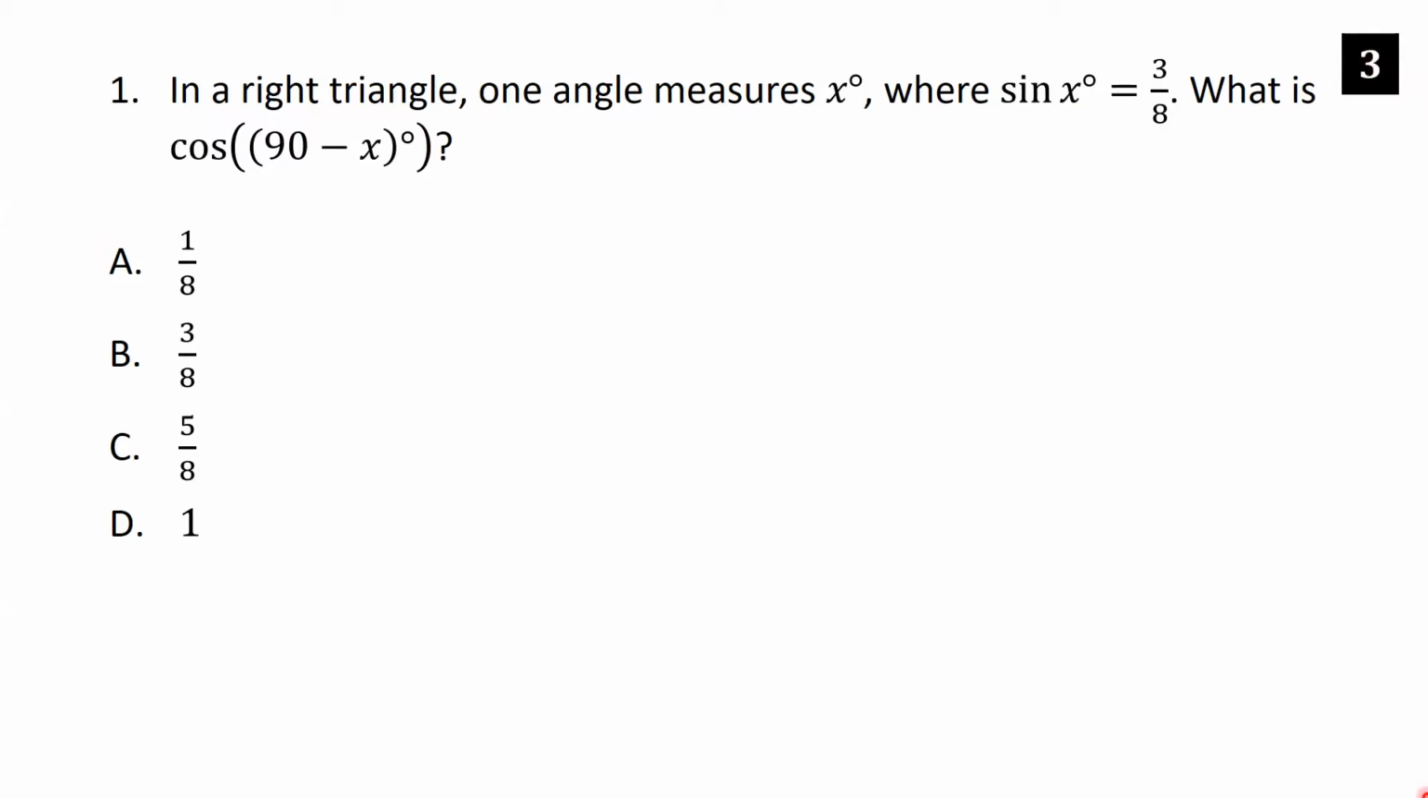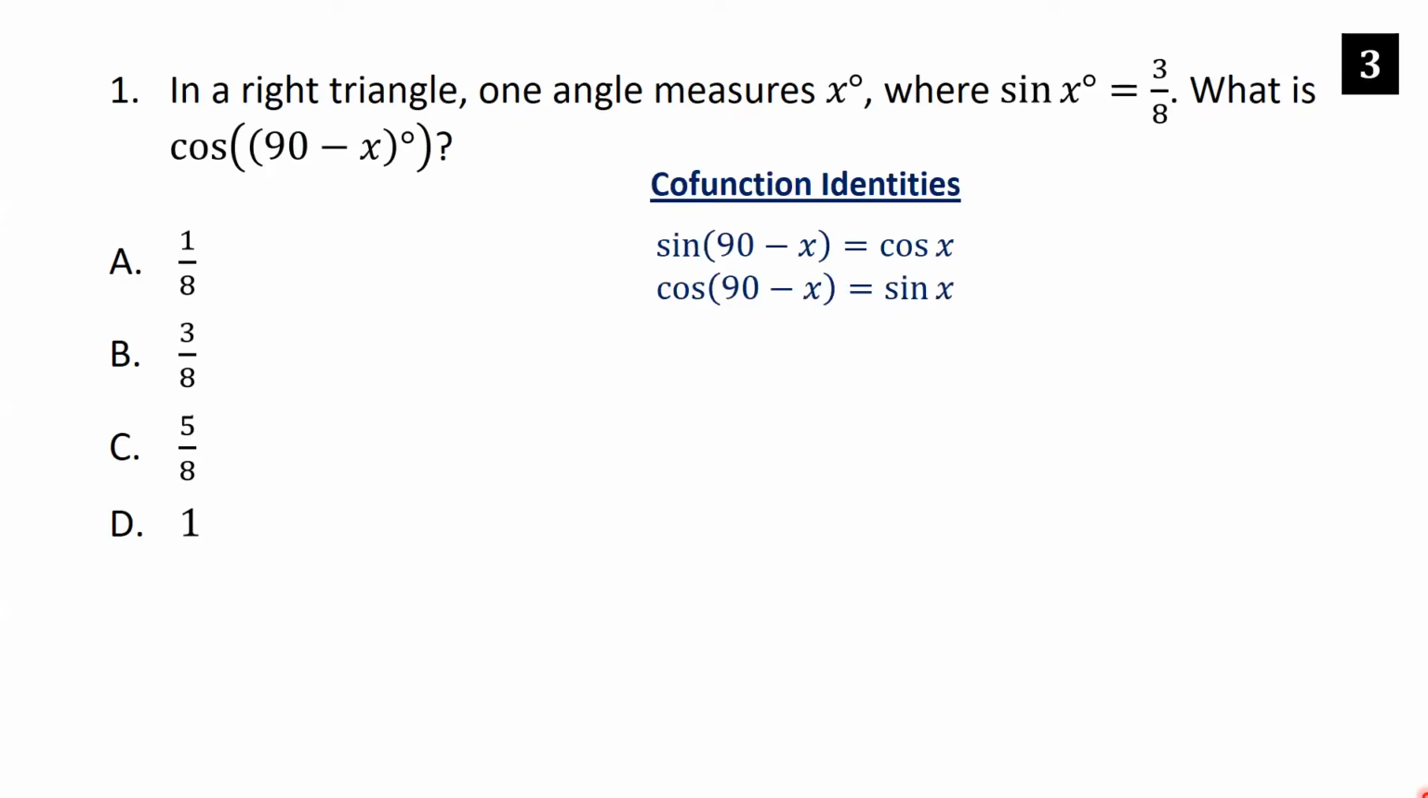Okay, in a right triangle, one angle measures x degrees, where sine x degrees is equal to 3/8. What is the cosine of 90 minus x degrees? Okay, well, we're going to use the cofunction identity. In particular, this one, that cosine 90 minus x is equal to sine x. So let me just rewrite cosine 90 minus x degrees. Well, by the cofunction identity, that's equal to sine x degrees, which we know is equal to 3/8, giving us answer choice B. Very quick and easy if you remember the cofunction identity.